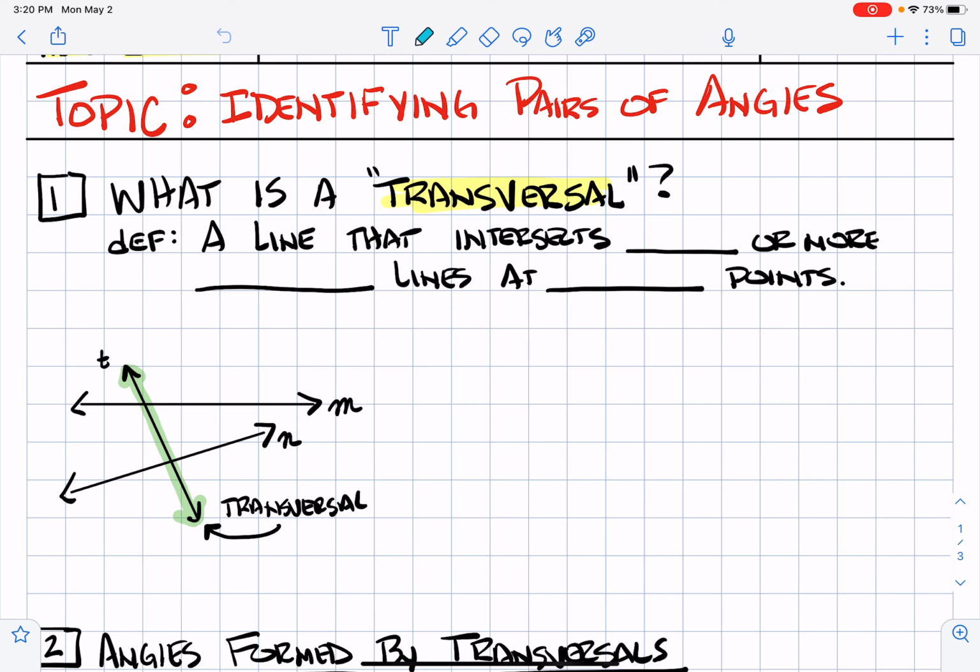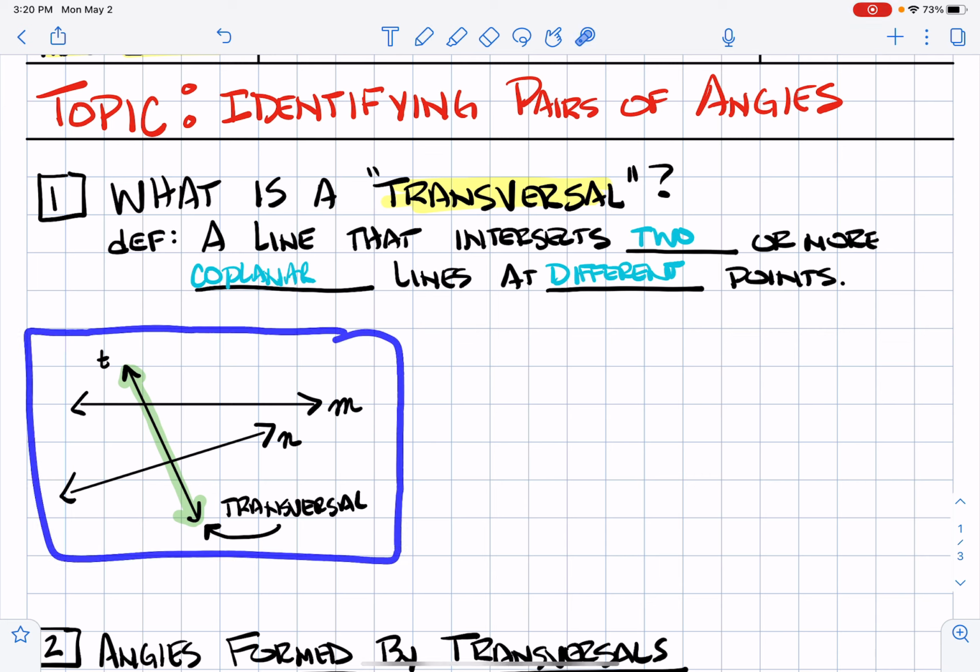So the definition for us that we're going to be working with is a line that intersects two or more coplanar lines at different points. All right, so a transversal is a line that intersects two or more coplanar lines at different points. So here's an example over here in my diagram.